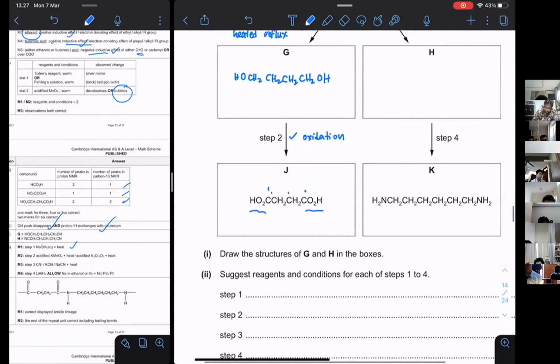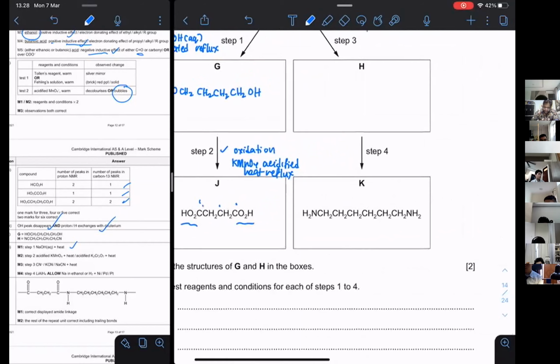Okay, so draw the structures of G and H in boxes. In this case, they didn't specify what kind of structure to draw, so I'll just write down the structural formula. No need to draw the displayed formula; if they want that, they will be specific. Then after that, you do oxidation of the alcohol. You can use acidified KMnO4 and heat under reflux, or warm. Later, if they ask, we can include that.